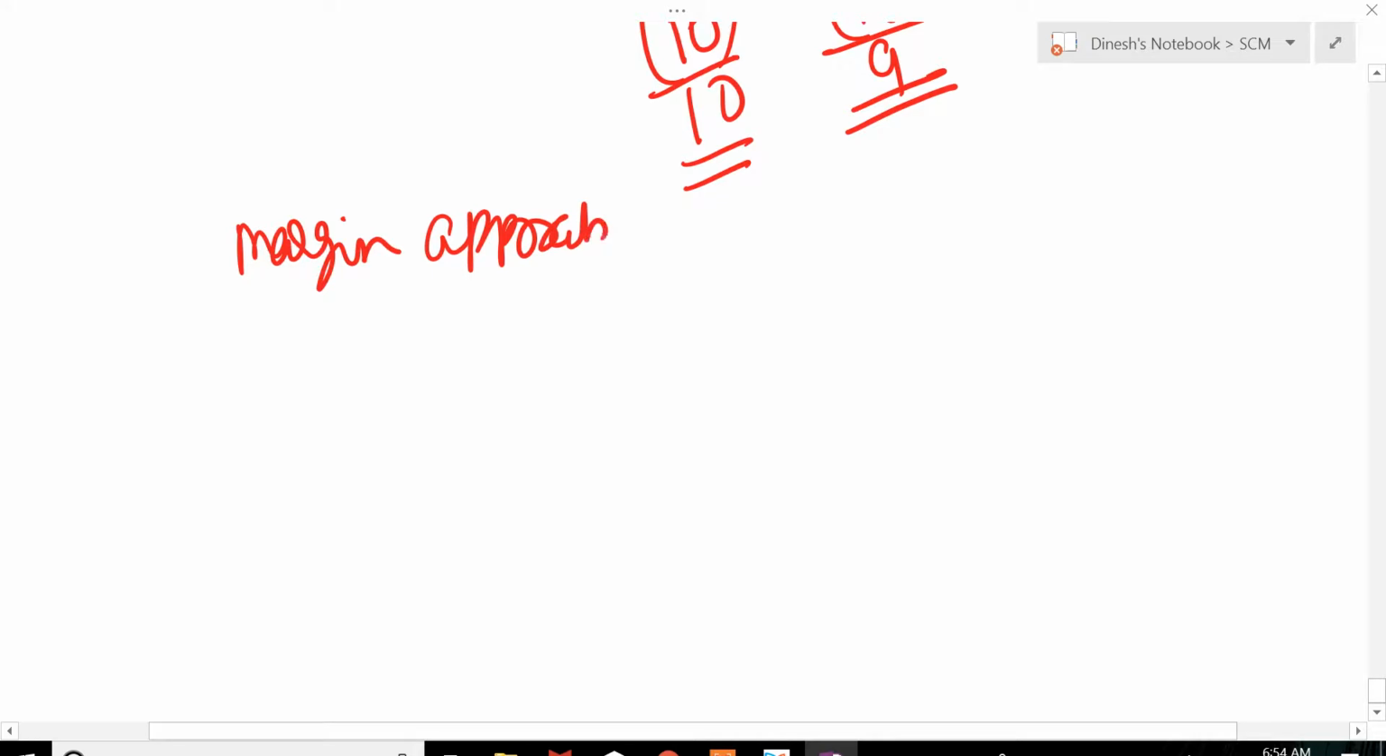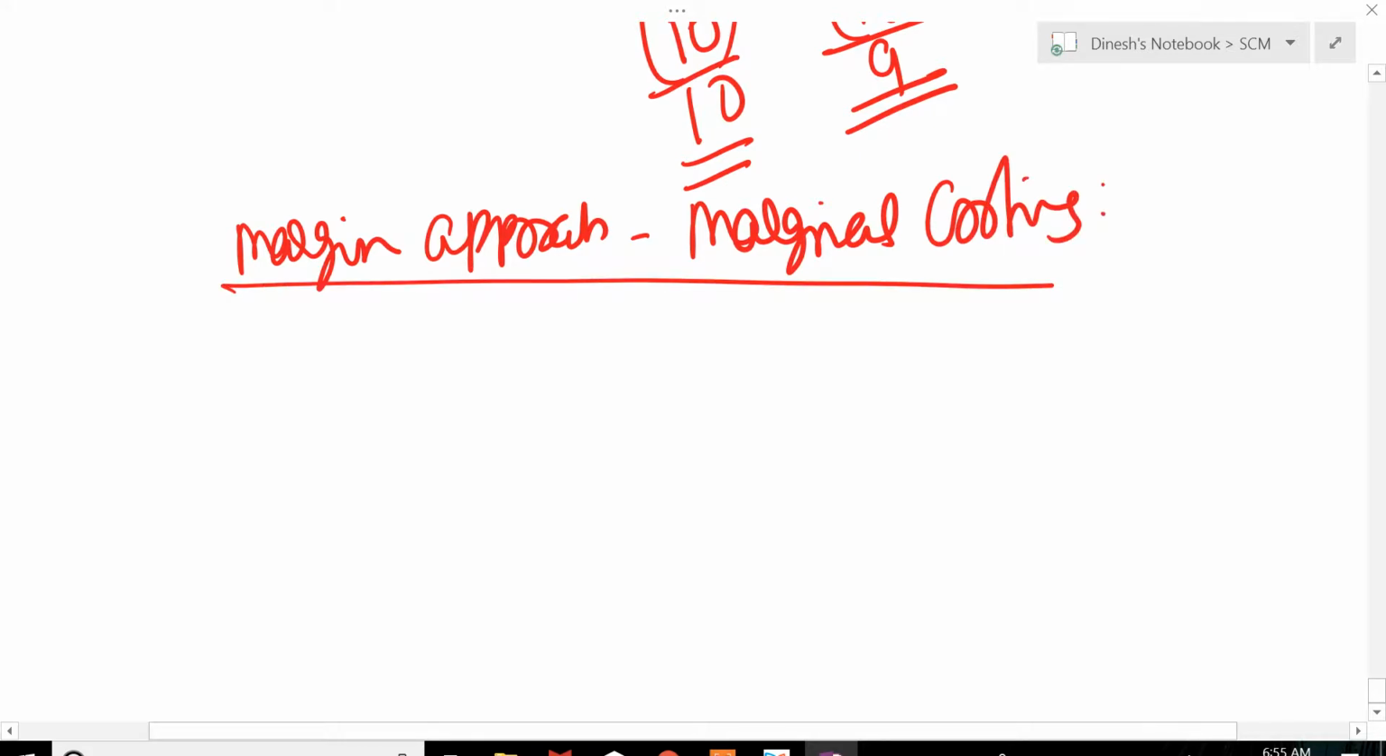Margin approach, marginal costing. We have something under absorption costing. We also have something under marginal costing. So totally three ways of doing sales variances: total approach, margin approach, absorption costing, margin approach, marginal costing.